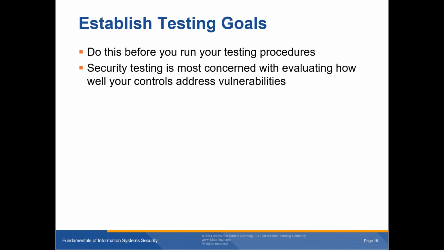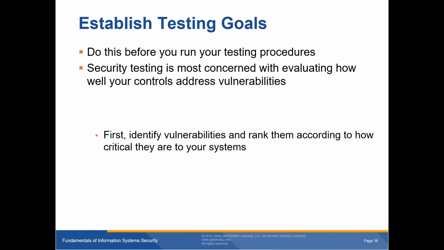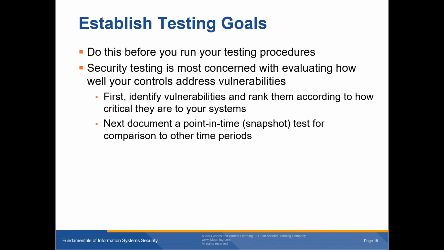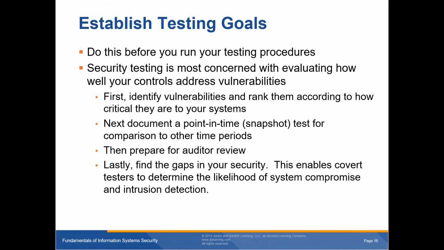Security testing is most concerned with evaluating how well your controls address vulnerabilities. First, you need to identify vulnerabilities and rank them according to how critical they are to your systems. Next, document a point in time or snapshot test for comparison to other time periods. Then prepare for the auditor review. Lastly, find the gaps in your security. This enables covert testers to determine the likelihood of system compromise and intrusion detection.